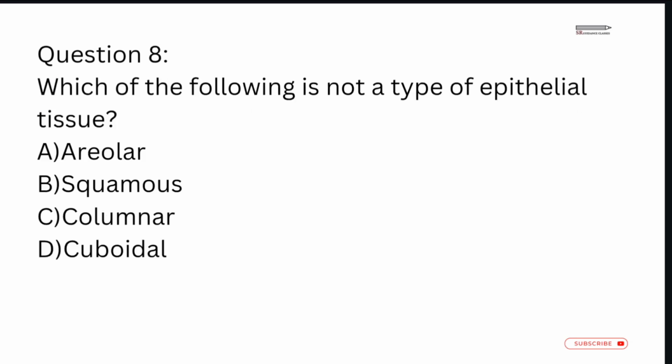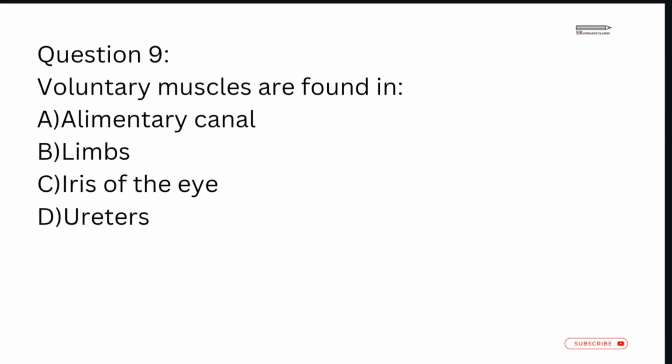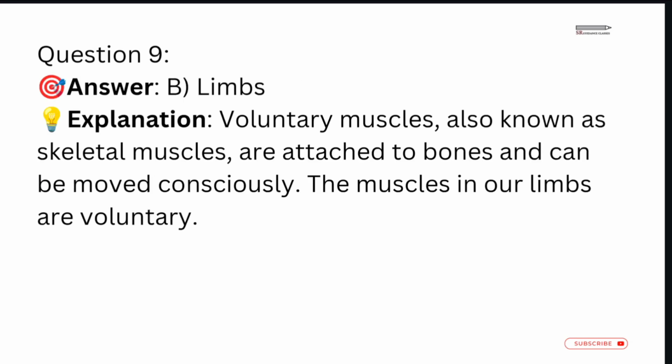Which of the following is not a type of epithelial tissue? The answer is option A, areolar. Voluntary muscles are found in. The answer is option B, limbs.